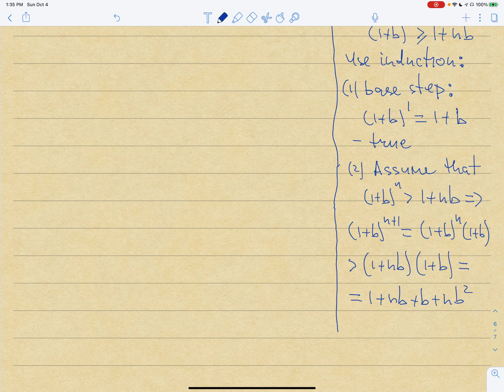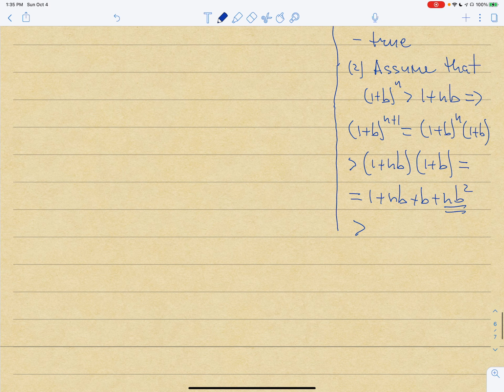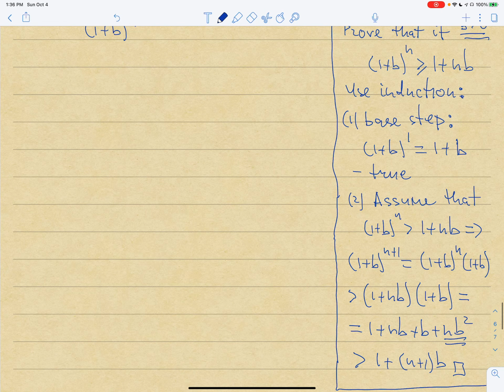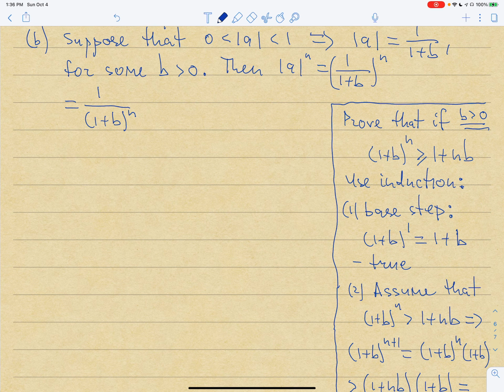Well, but this is positive. The nb^2 is positive. So if I drop it, I can only decrease the expression. And how much is left? It's 1 + (n + 1)b. And so we're done. Right? So by induction, (1 + b)^n is greater or equal than 1 + nb.